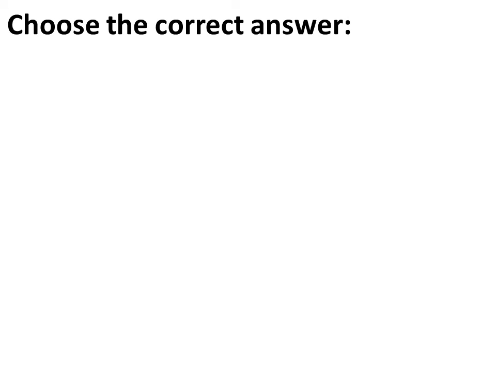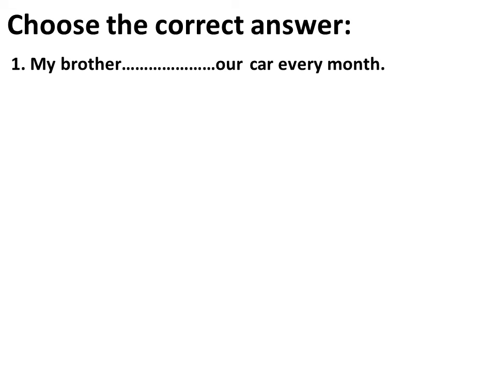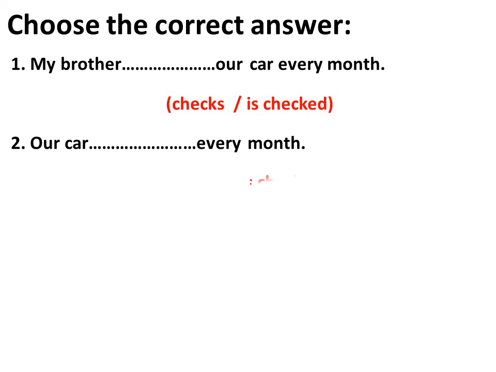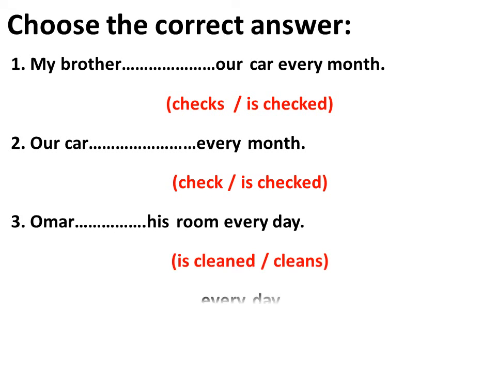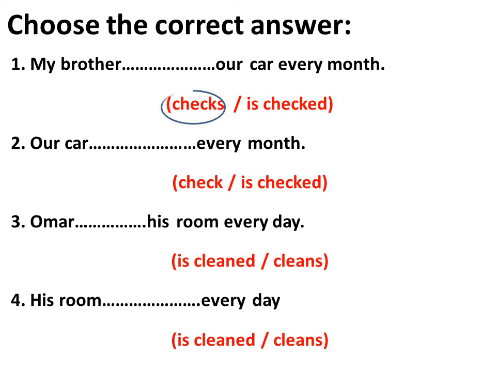Let's choose the correct answer. Pay attention, please. My brother, our car every month. Checks or is it checked? By the way, look at the beginning of the sentence. My brother, is it a subject or an object? Read and guess. Very good, it's the subject. So, my brother checks our car every month.